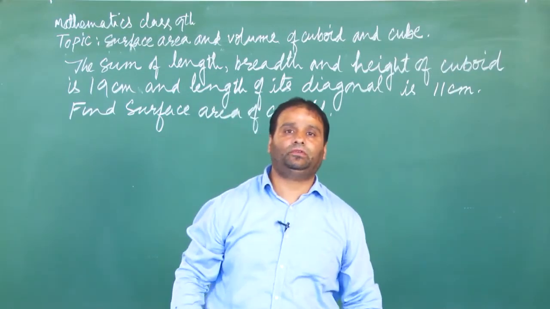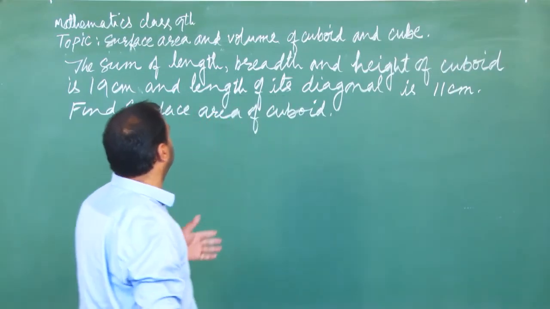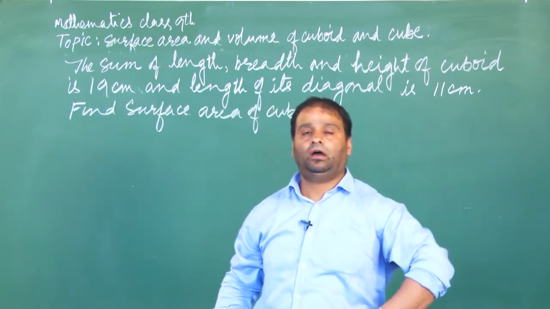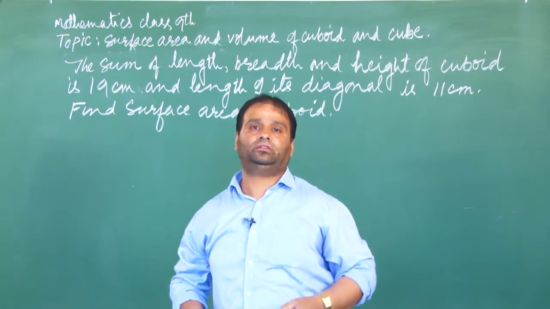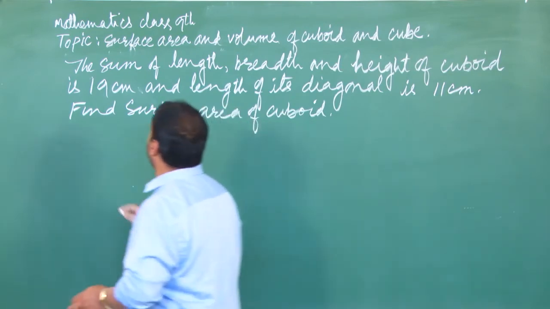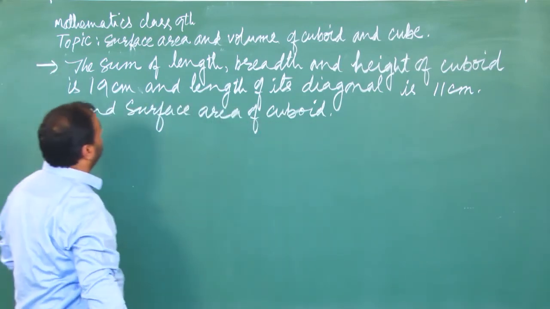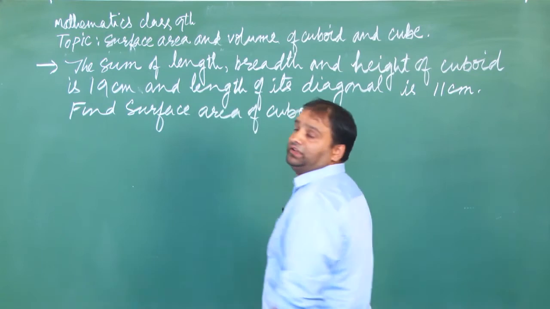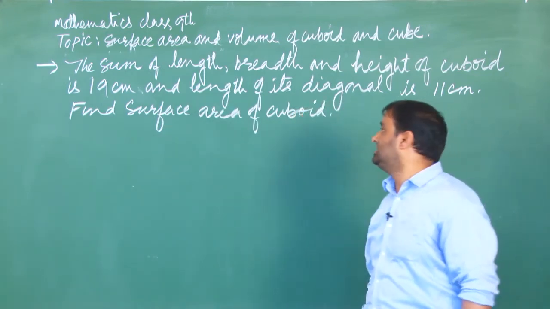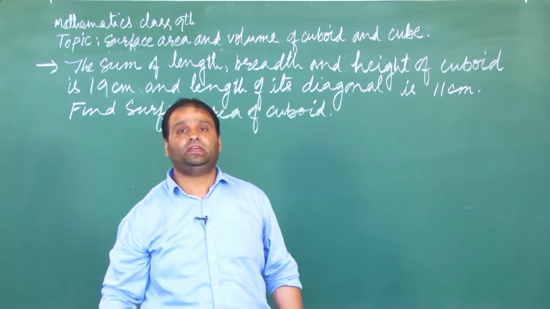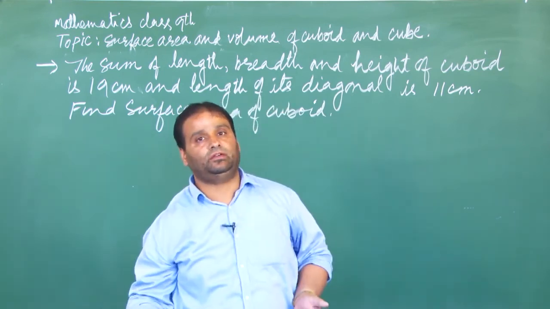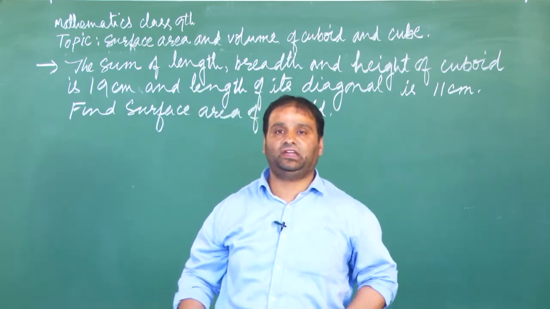There is another question for cuboid where we have been given the diagonal of a cuboid and the dimensions of the cuboid. How can we relate the diagonal of a cuboid and its surface area? A very good question. Let me read this for you. The sum of length, breadth and height of cuboid is 19 centimeter and length of its diagonal is 11 centimeter. Find the surface area of cuboid. By surface area, we mean total surface area of cuboid. That is to be ascertained.